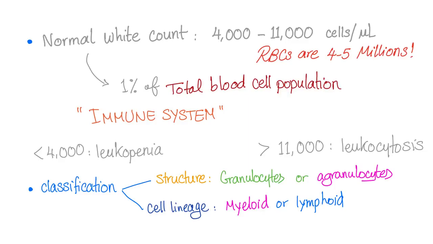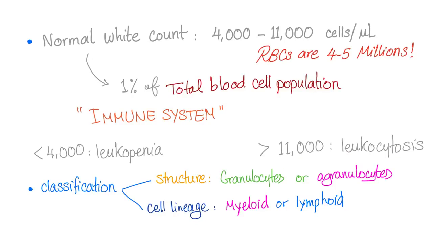That's why. The normal white blood cell count is between 4,000 and 11,000 white blood cells per microliter of blood. On the other hand, RBCs are 4 to 5 million, not thousands. That's how numerous red blood cells are. Less than 4,000, and you have a condition called leukopenia. Penia means few or a deficiency. More than 11,000, you have leukocytosis.